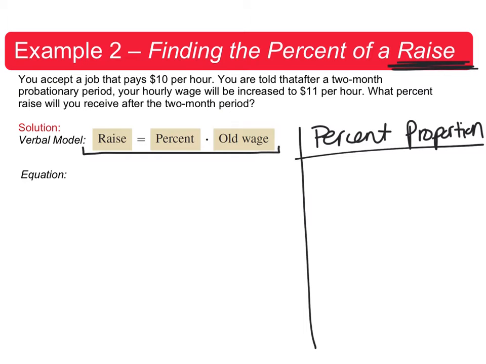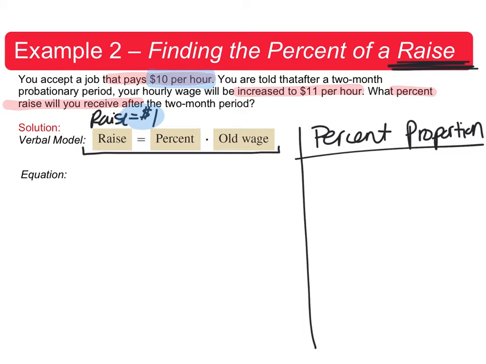So we have that we accept a job that pays $10 per hour. You're told that after a 2-month probationary period, your hourly wage will be increased to $11 per hour. So if we go from $10 an hour to $11 an hour, our raise is $1. What percent raise will you receive? So essentially they're asking, what percent raise? If the raise is $1, what percent of my original, which is $10, is that?